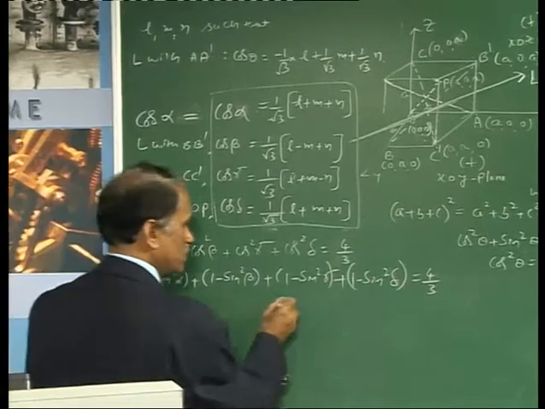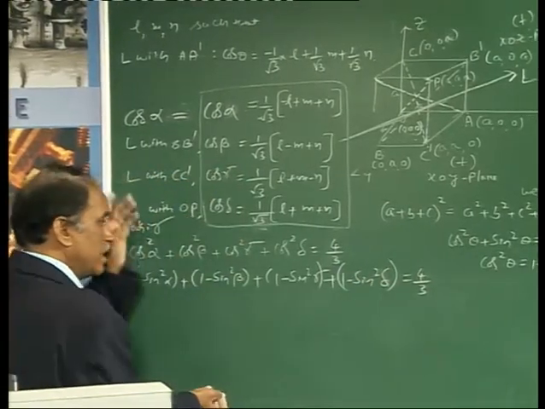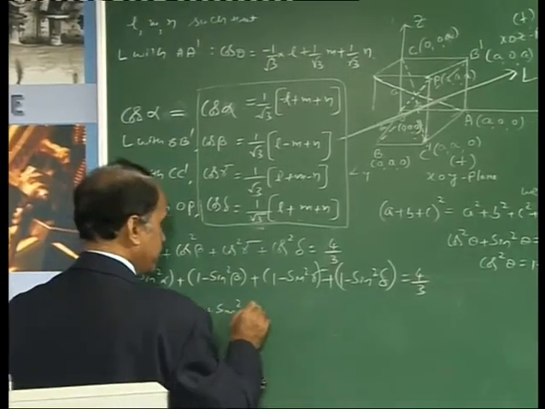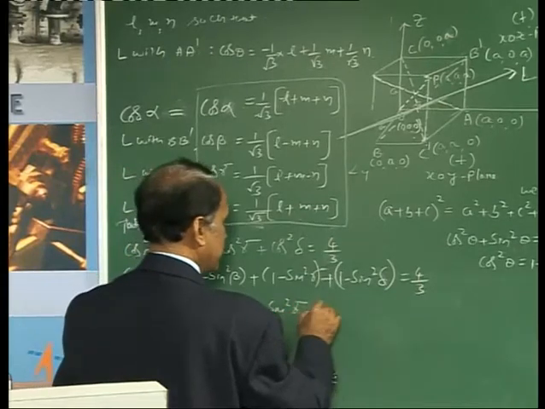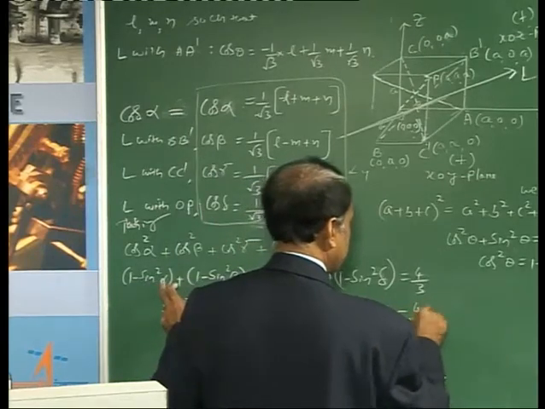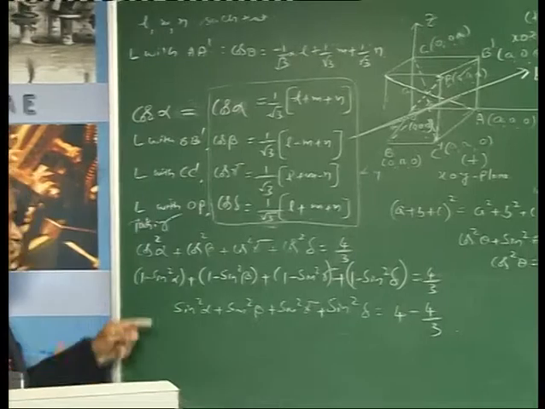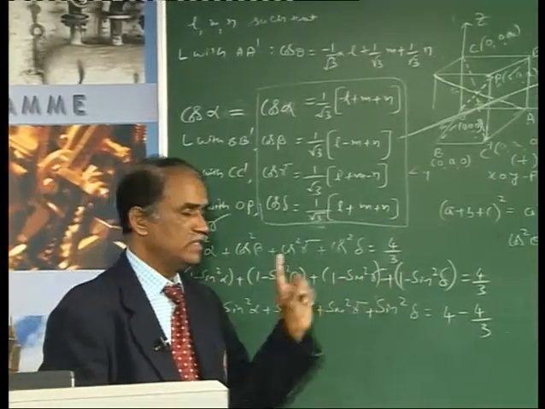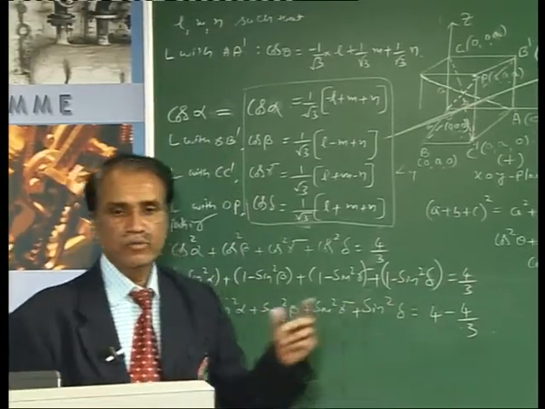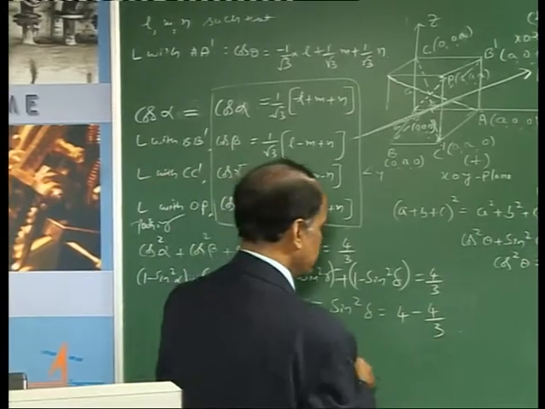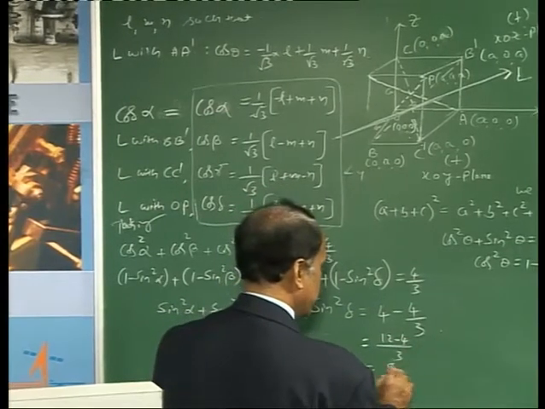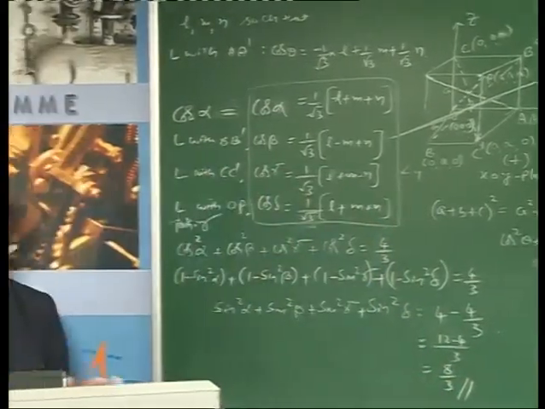Now, keep this 4 on the left side, send all the trigonometric functions to the right side. Then if I write like that, sine square alpha plus sine square beta plus sine square gamma plus sine square delta is equal to 4 minus 4 by 3, because 1 plus 1 plus 1 plus 1 is equal to 4. If I bring that term to the other side, it must be 4 minus 4 by 3. Then if you take the LCM as 3, this becomes 12 minus 4 by 3, the answer is 8 by 3. That is your required answer in this problem.